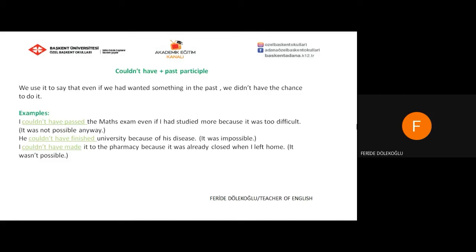He couldn't have finished university because of his disease. It was impossible for him to finish university. I couldn't have made it to the pharmacy because it was already closed when I left home. It wasn't possible, it was impossible.